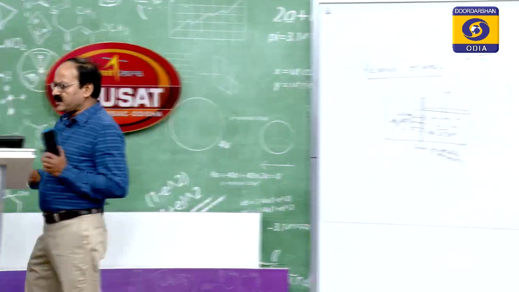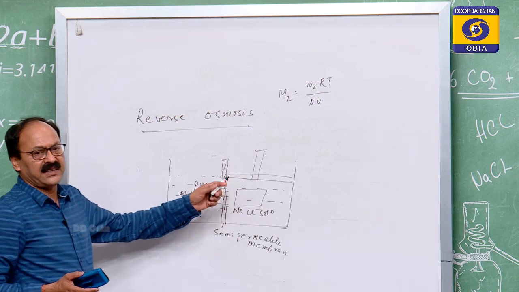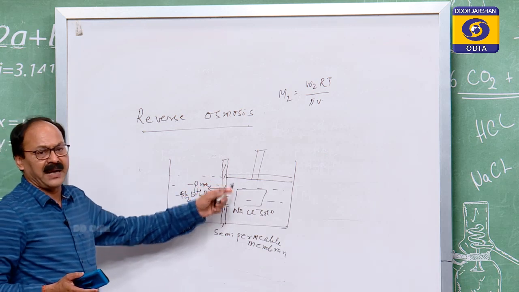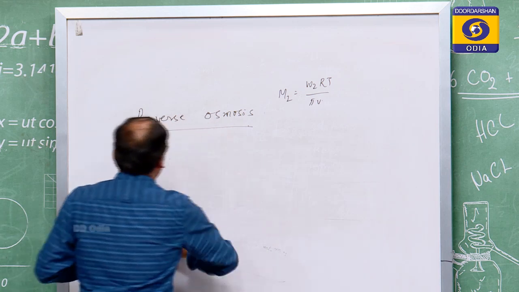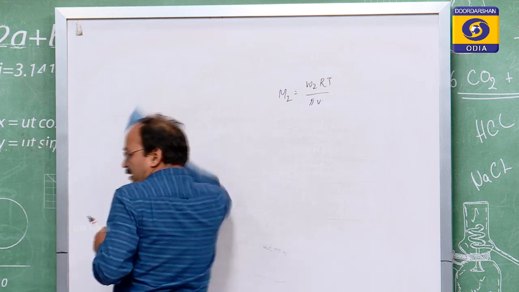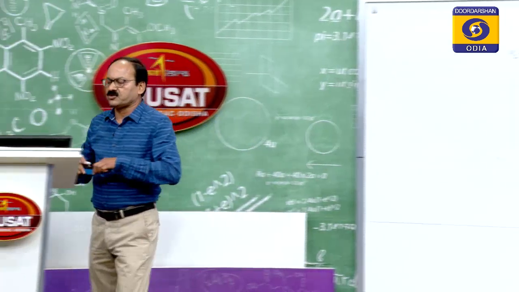Now, we will go for another numerical, the last one of this session. Reverse osmosis is the flow of solvent molecules from the solution side towards the solvent side, when a pressure greater than the osmotic pressure is applied on the solution side. Now, a numerical, the last one of this chapter: calculate the osmotic pressure of the solution.